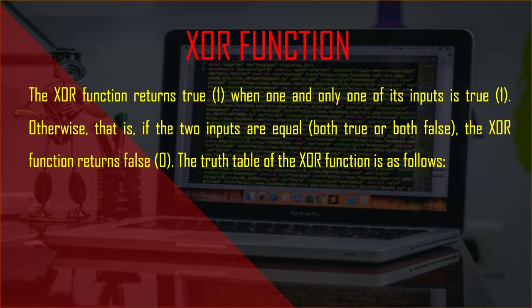The ZER function returns true when one and only one of its inputs is true. Otherwise, that is, if the two inputs are equal, both true or both false, the ZER function returns false. The truth table of the ZER function is as follows.